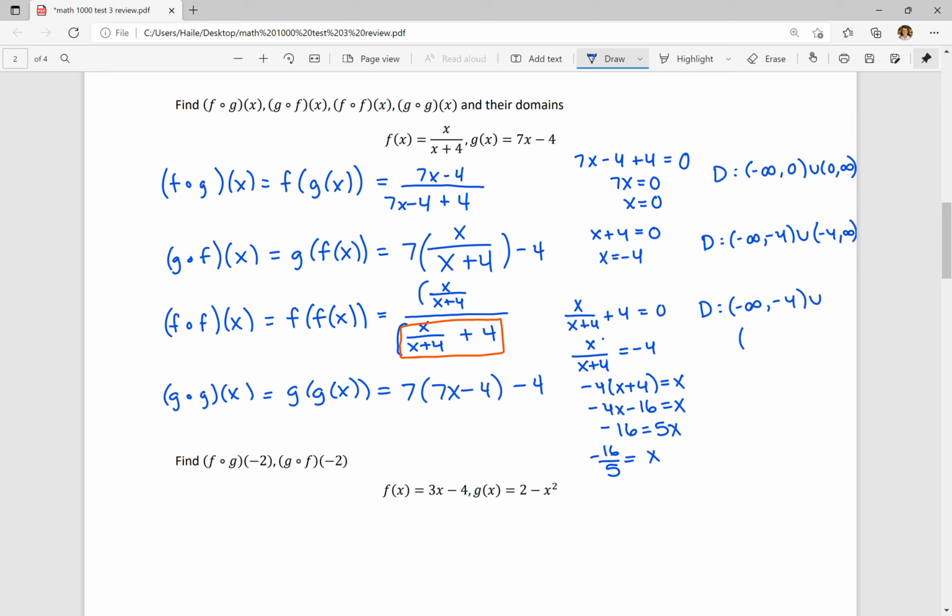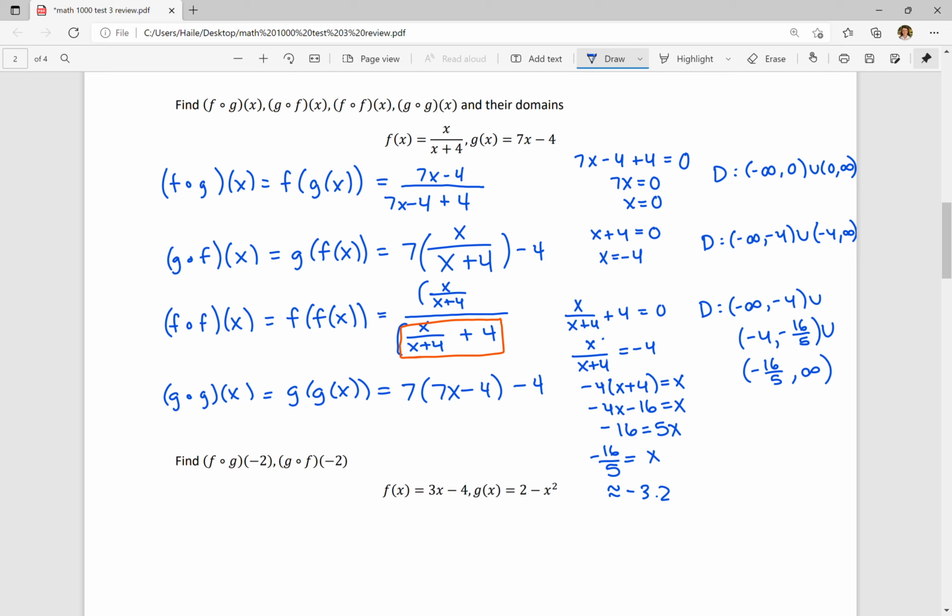And then negative 16 over 5, just for reference, is, let's see, that's about 3.2, so negative 3.2. So we can go from negative 4 up to negative 16 over 5. And then we can just go from negative 16 over 5 up to infinity. So we just want to make sure we leave out those 2 points where the fractions' denominators will be 0.